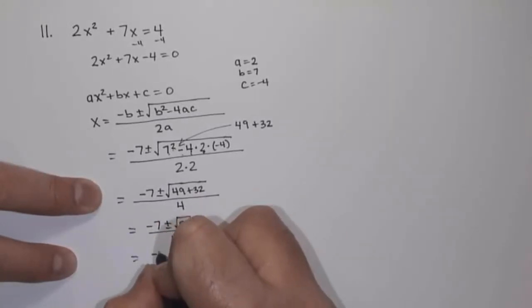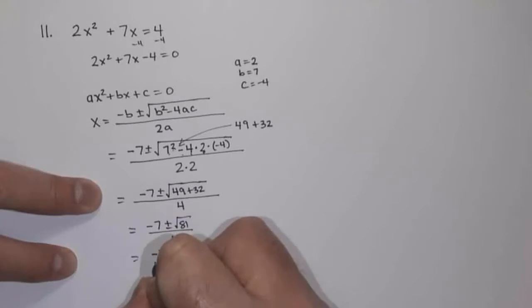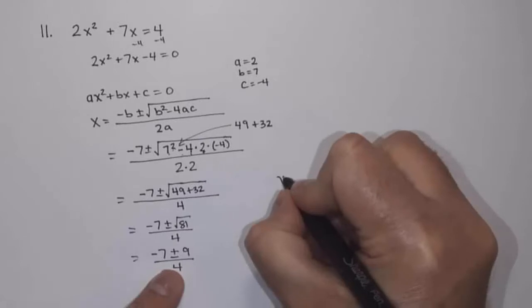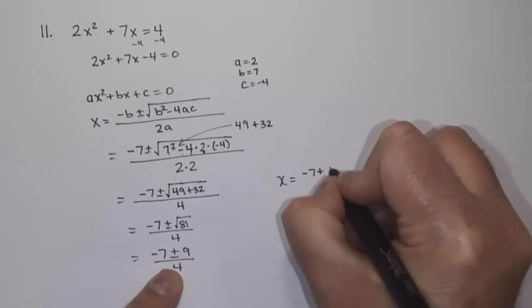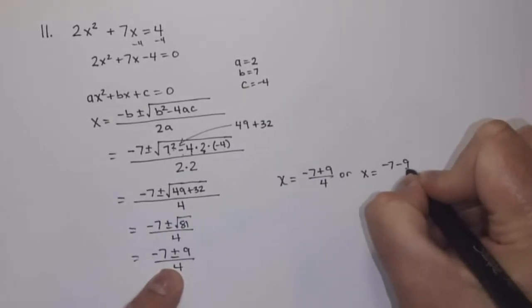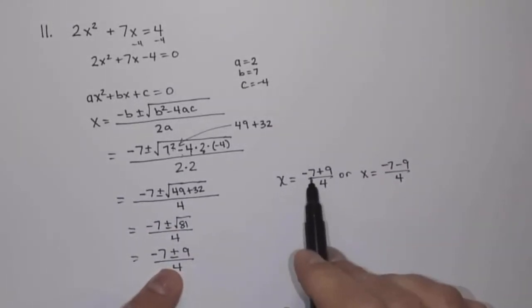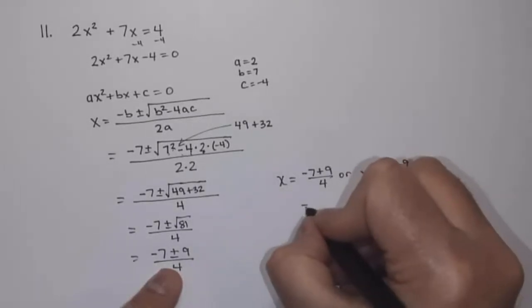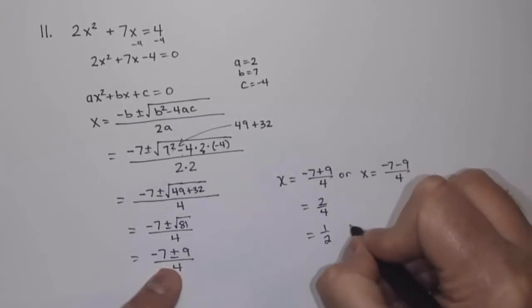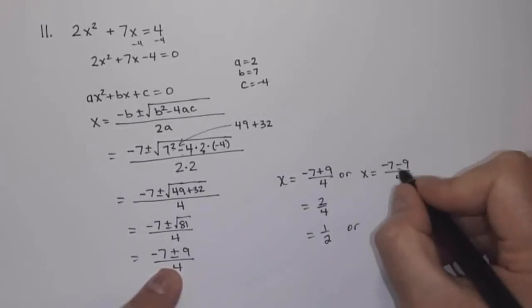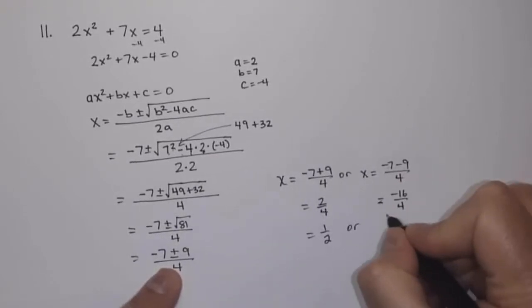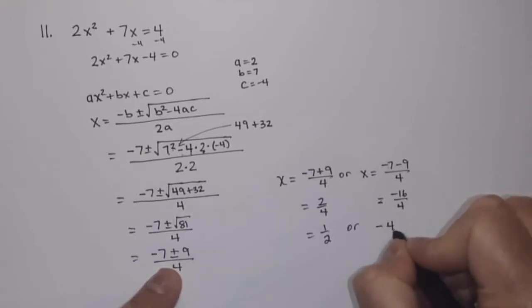Square root of 81 is 9. So negative 7 plus or minus 9 over 4. Now that's two different things that we have here. We're saying that x either equals negative 7 plus 9 over 4 or x equals negative 7 minus 9 over 4. So if it's plus, negative 7 plus 9 is 2, so we have 2 over 4, and that reduces to 1/2. Or if that is minus, then we have negative 7 minus 9 is negative 16, and negative 16 divided by 4 is negative 4.